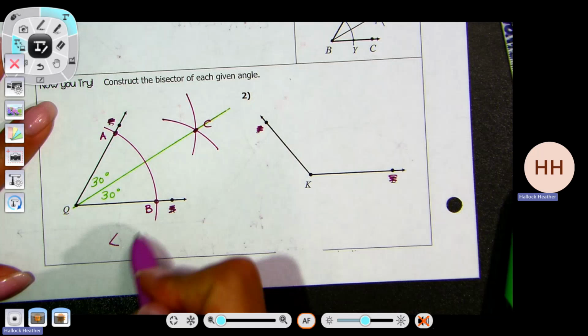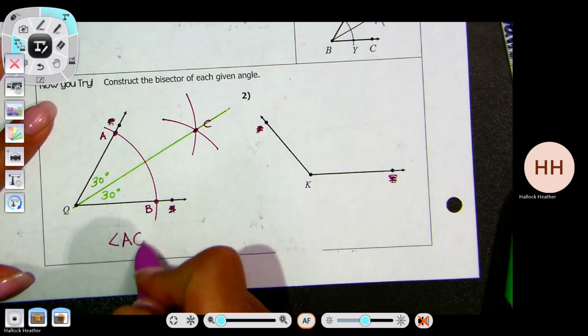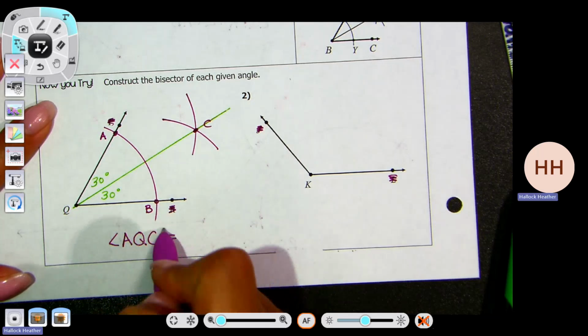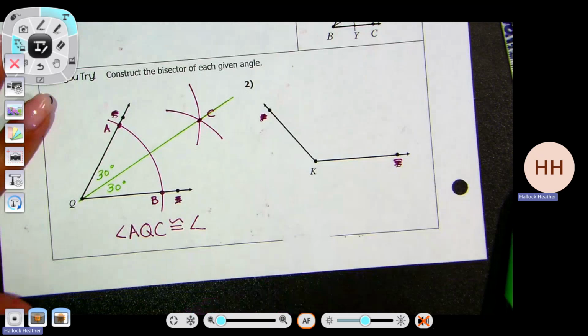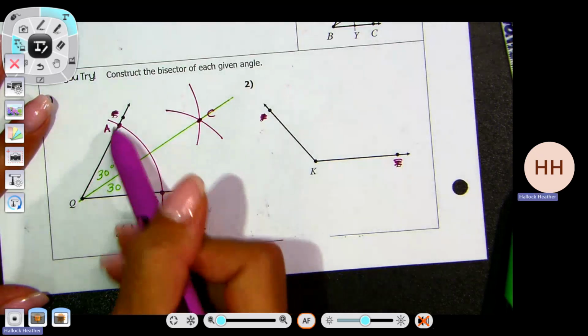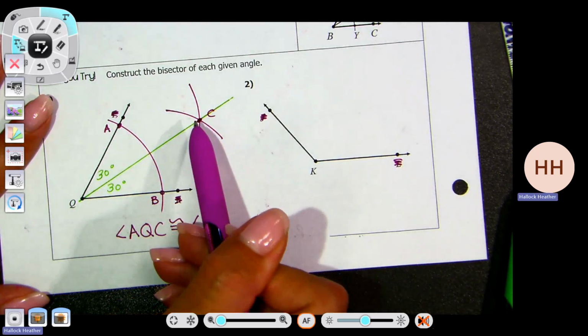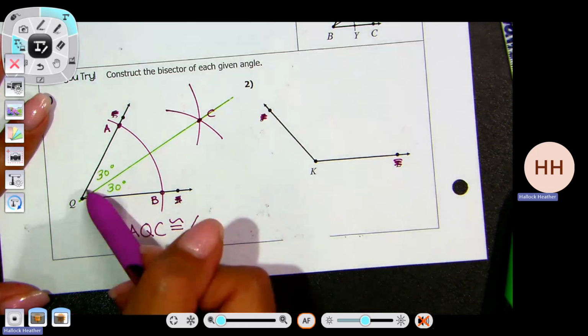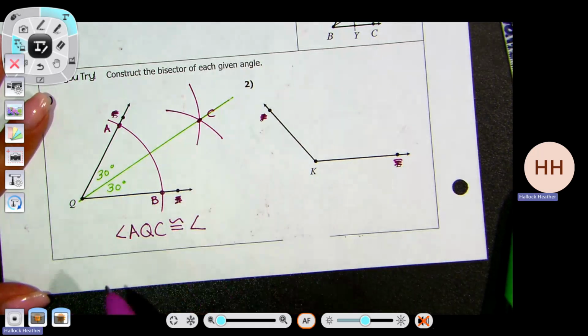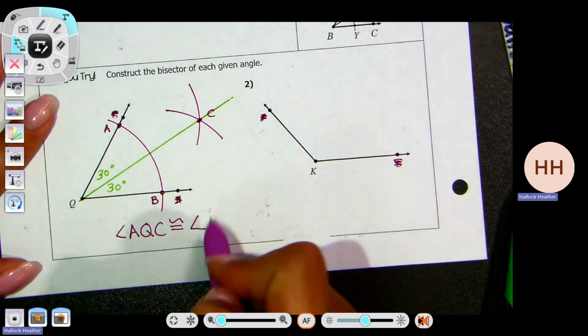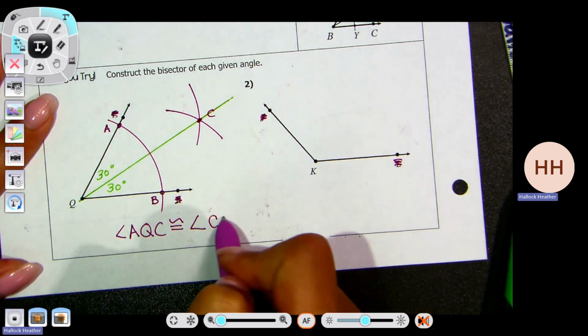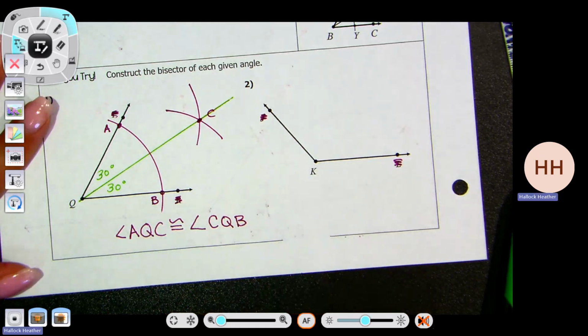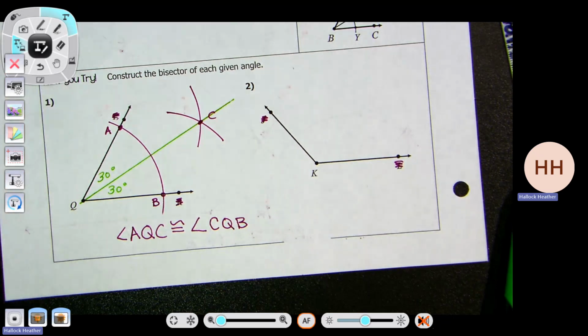So if I said angle AQC is congruent to, what are my letters for the next one? How do you get 30? I just made it up. CQB. Sure, we say CQB. Technically, for this one, you could also say BQC. Doesn't matter because their angles are the same. They're congruent. So let's do it again.